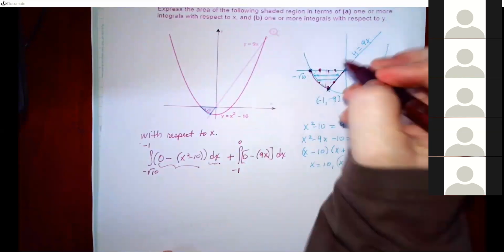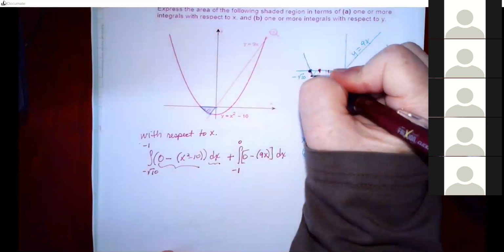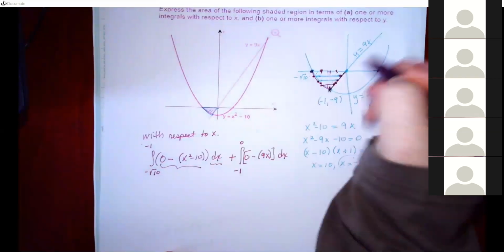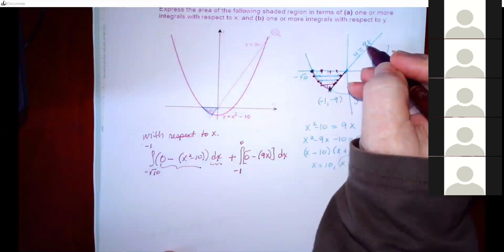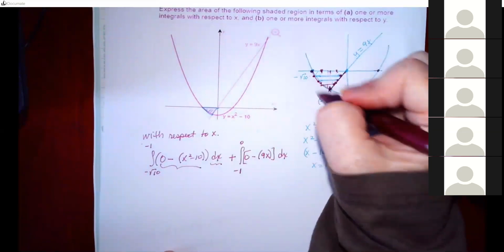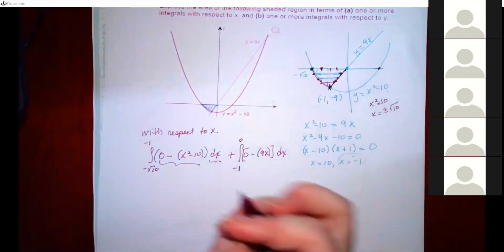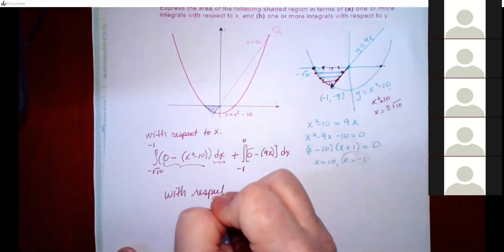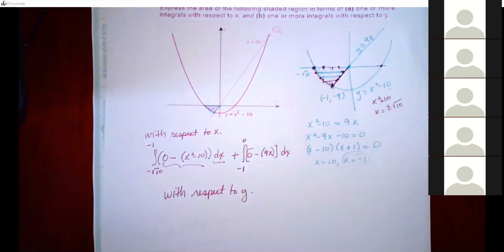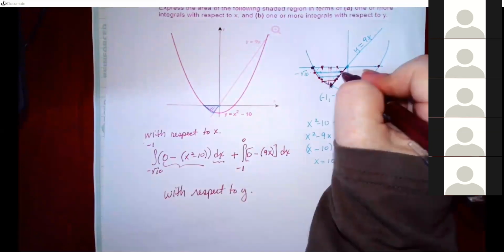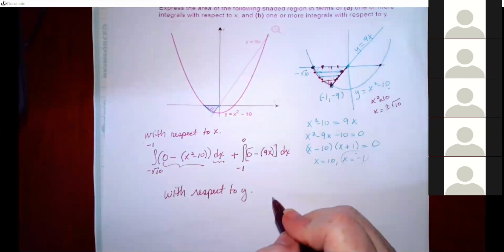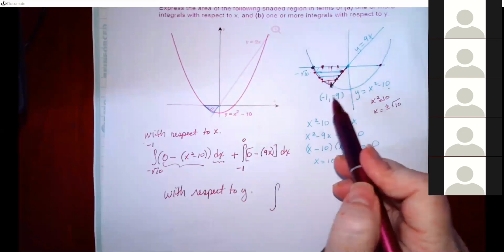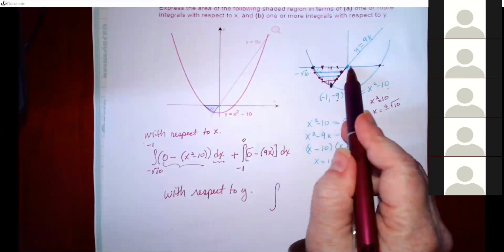In this particular case, it's a little bit weird to look at, but on this particular region, if we're drawing horizontal rectangles, the line is always on the right and the parabola is always on the left. So we can actually do it with 1 integral with respect to y, but we're going to have to do something else first. If we're integrating with respect to y, the limits are easy. We go from bottom to top, y goes from -9 to 0.